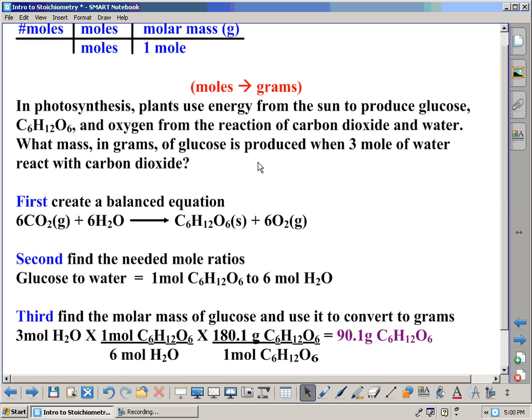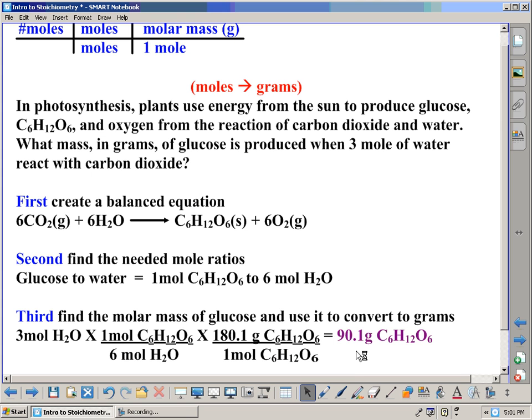Photosynthesis: plants use energy from the sun to produce glucose and oxygen from the reaction of carbon dioxide and water. So, what mass in grams of glucose is produced when 3 moles of water react with carbon dioxide? First, we have to create a balanced equation, and this one is balanced. Second, we need to find the mole ratios.